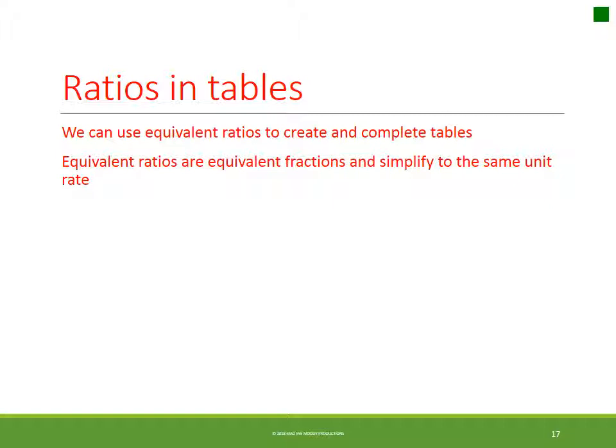We can use equivalent ratios to create and complete tables. Equivalent ratios are equivalent fractions, and they simplify to the same unit rate. That is how you can tell if two ratios are equivalent. They simplify to the same unit rate. So if you divide the numerator by the denominator, you wind up with the same outcome, or the same quotient.